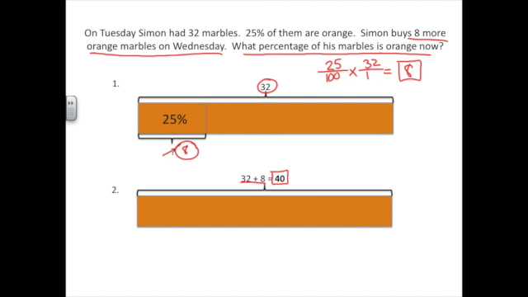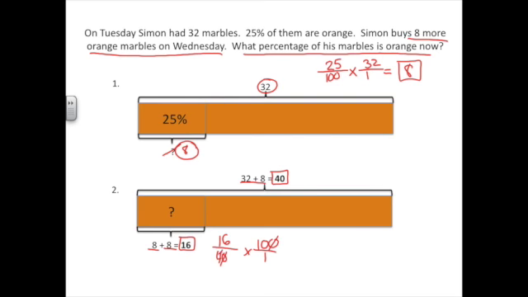Then I want to label the amount that are orange now. There were 8 orange marbles. He bought 8 more, so now there are a total of 16 orange marbles. My question mark is the percentage. I don't know what percentage that is yet. I need to now figure that out. So 16 out of 40 marbles are orange. And I want to convert that into a percentage. So I'm going to multiply it by 100.